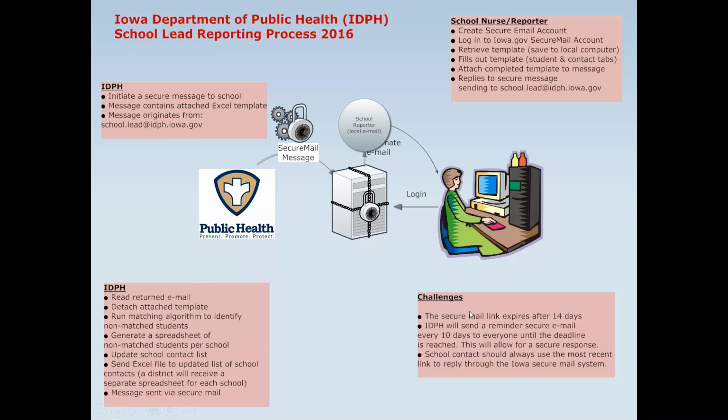There is a challenge in this process, but we have a solution. The link in each secure mail message expires 14 days after it is sent. So to ensure that you have an active link through which you can reply, a fresh secure mail message identical to the original will be sent every 10 days. You should always reply through the most recently received secure mail message.